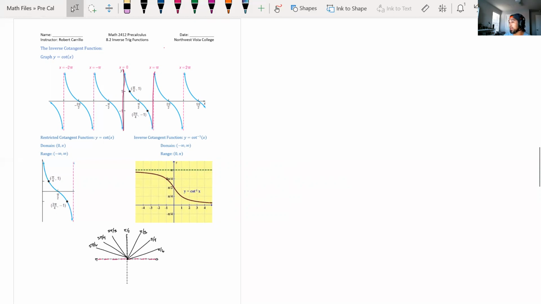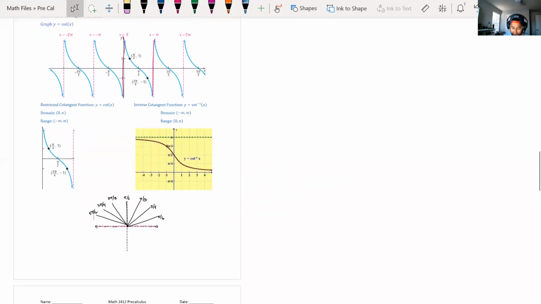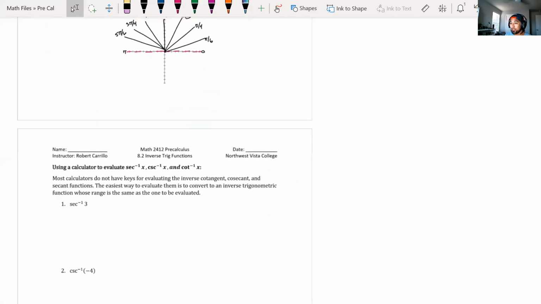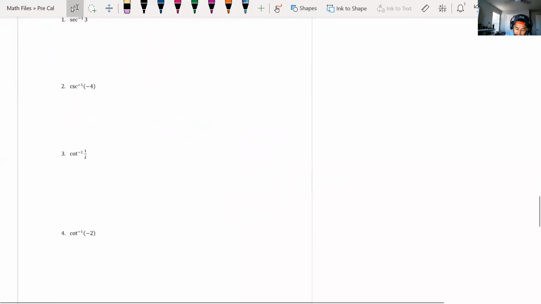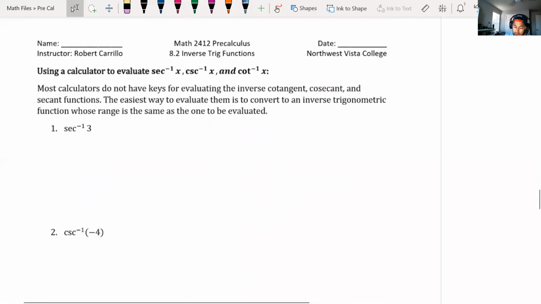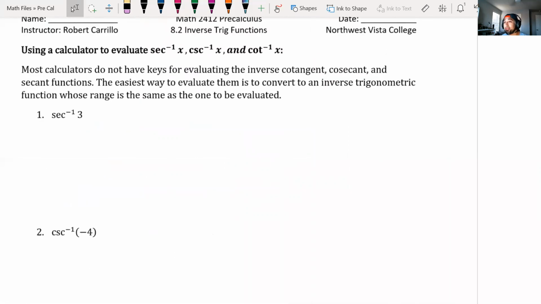Now let's have some fun again. Next page. Using a calculator. All right, this is going to get crazy though. So if you don't have a fancy schmancy calculator, then you don't have buttons for inverse secant, inverse cosecant, and inverse cotangent, do you?